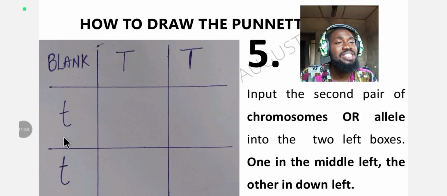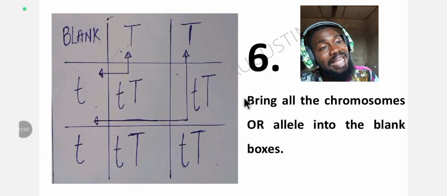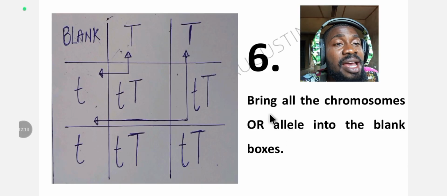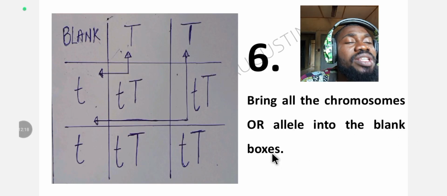So you just have to decide the one that's easier. Let's look at number 6, the sixth step of drawing the Punnett square. Now is the time to connect it. So how do you connect? The statement reads: bring all the chromosomes or alleles into the blank boxes.